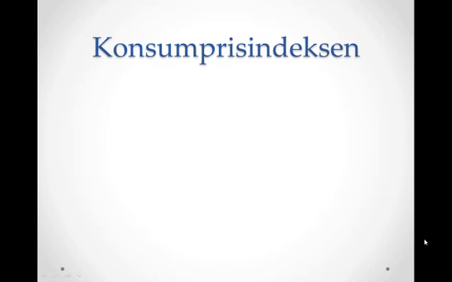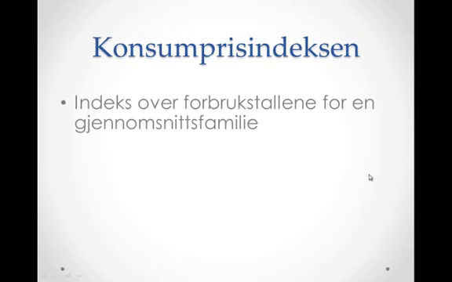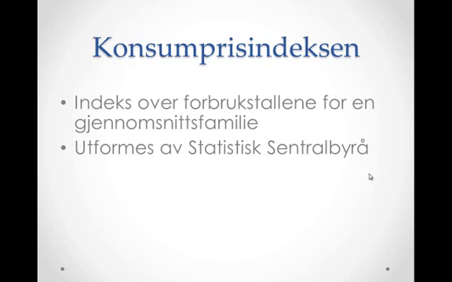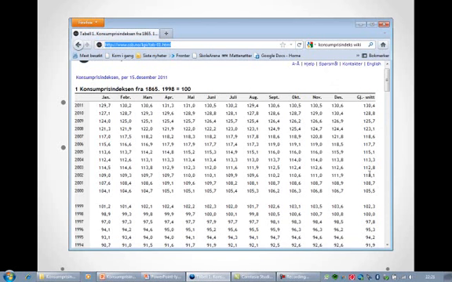The Consumer Price Index is an index like the indexes we've learned about before, but it's not your regular index. The Consumer Price Index is an index telling about the average consumption numbers of a household. For each year, consumption numbers are calculated for an average family, and this is done by the Norwegian Bureau of Statistics, Statistisk Sentralbyrå, and we can have a look at their website.